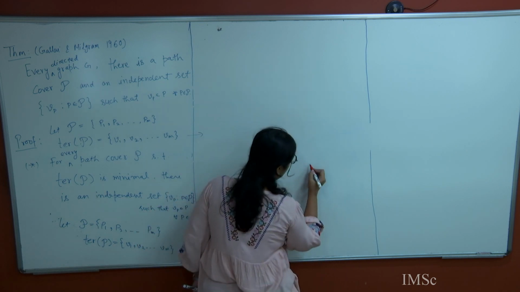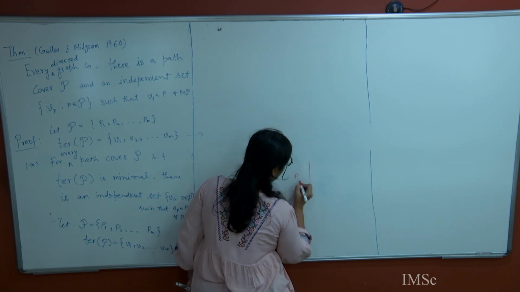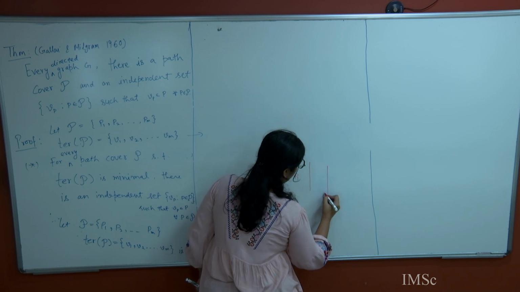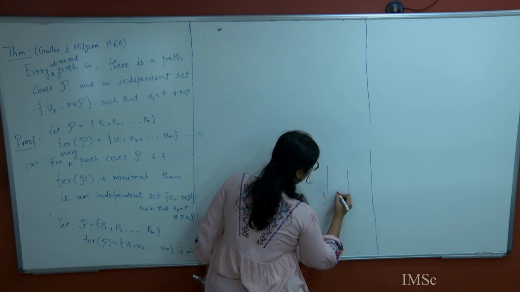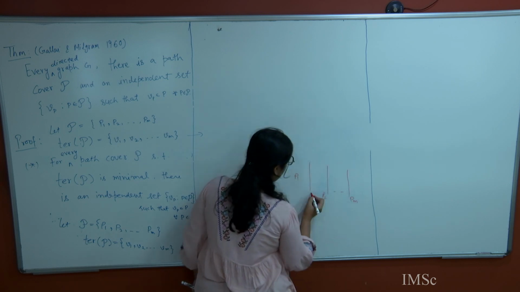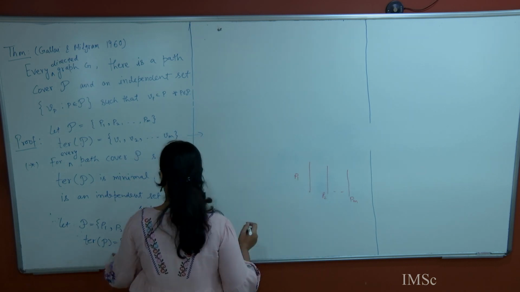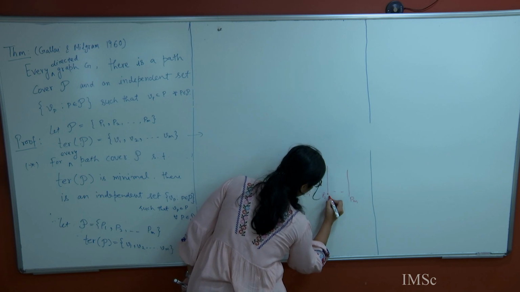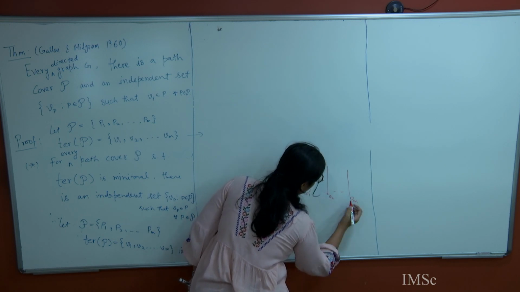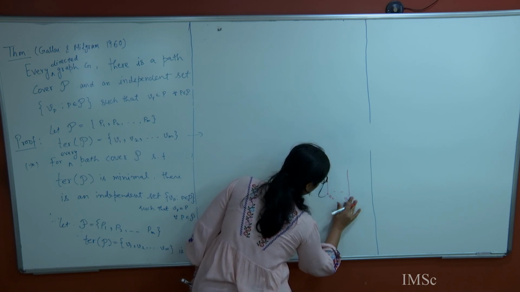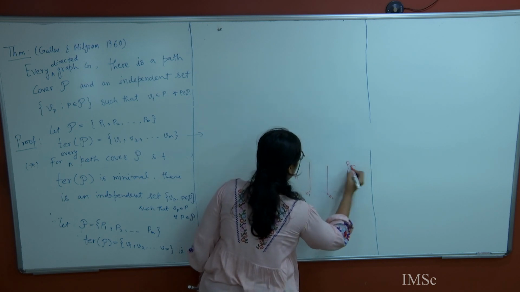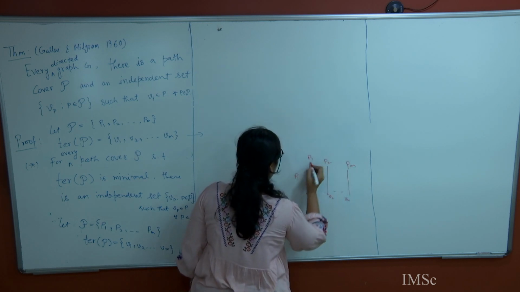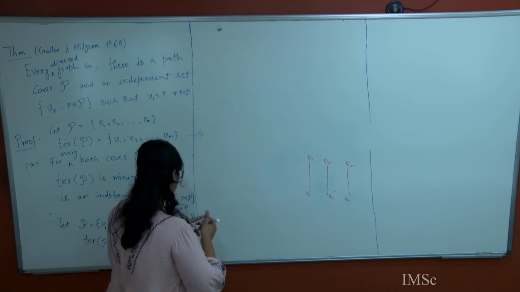Okay, so how are these paths? This is P1, P2, this is my Pm, okay. And the terminal set has the last vertices of the paths. So basically this is V1, this is V2, and this is Vm. Let's write it here.